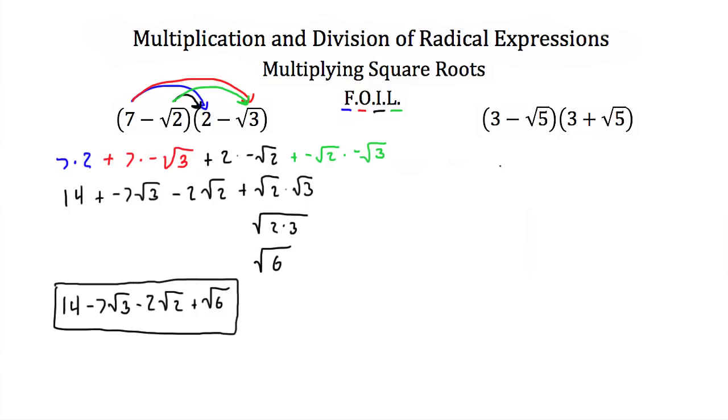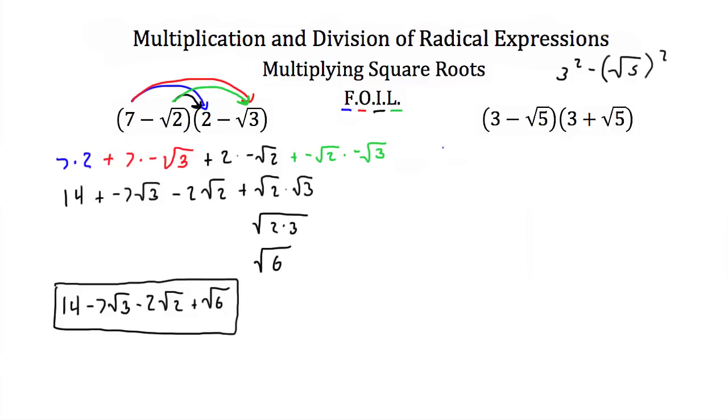Now let's look at our next problem. Here we have 3 minus the square root of 5 times 3 plus the square root of 5. These two binomials represent the difference of squares. When we FOIL this out, this is going to end up being 3 squared minus the square root of 5 squared. And we can show this through the FOIL method.